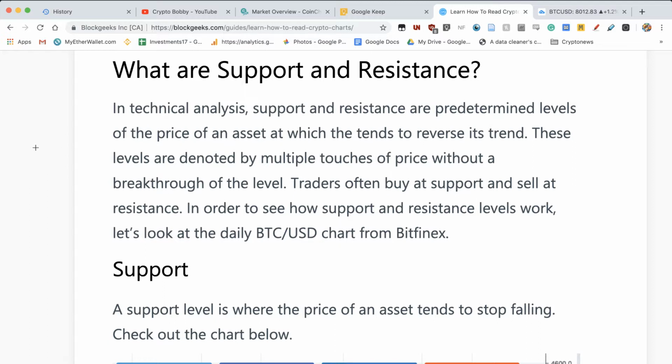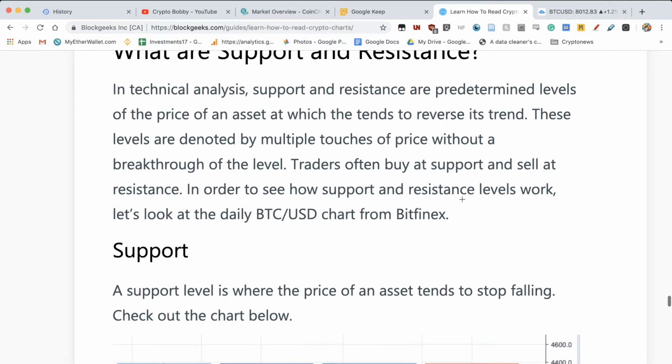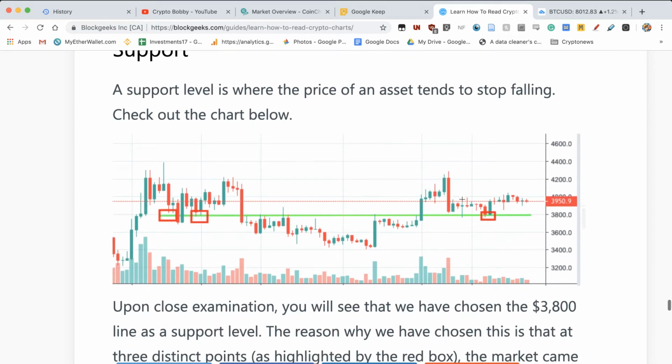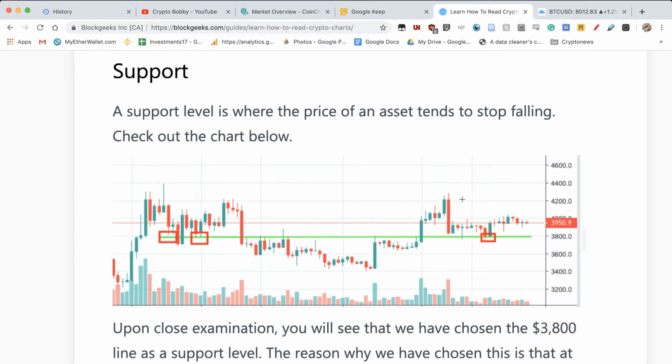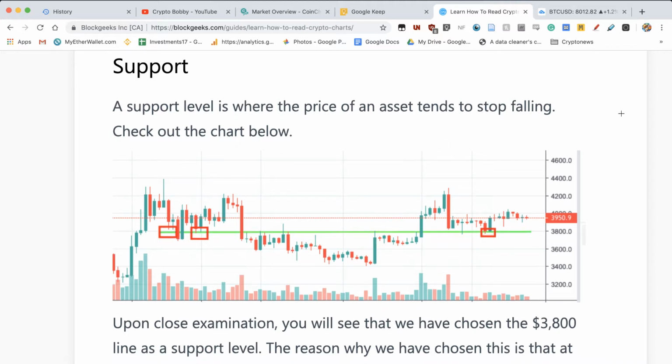These levels are denoted by multiple touches of the price without a breakthrough of the level. So here we've got a nice example of a support. A support level is where the price of an asset tends to stop falling. So it's nice to know where the support levels are.